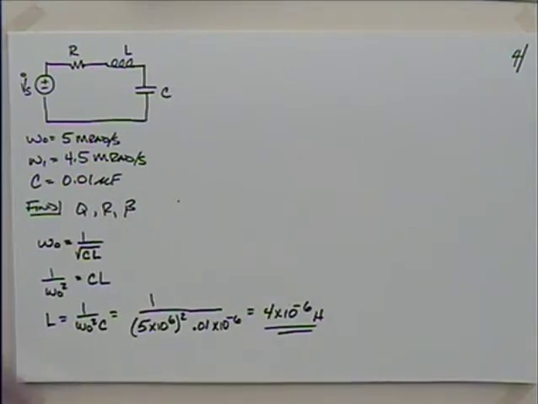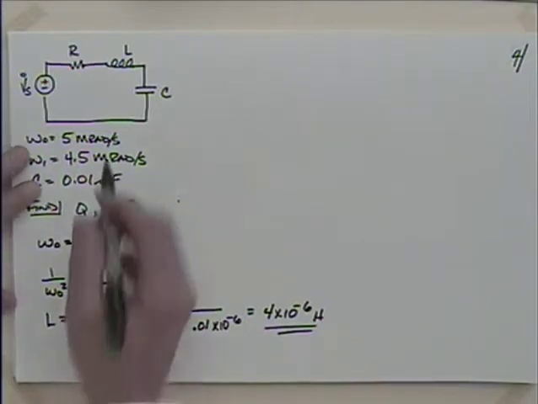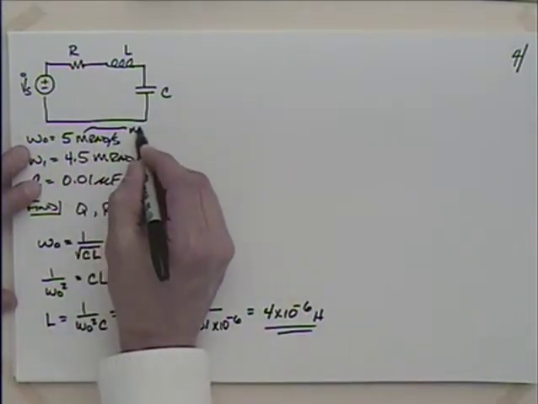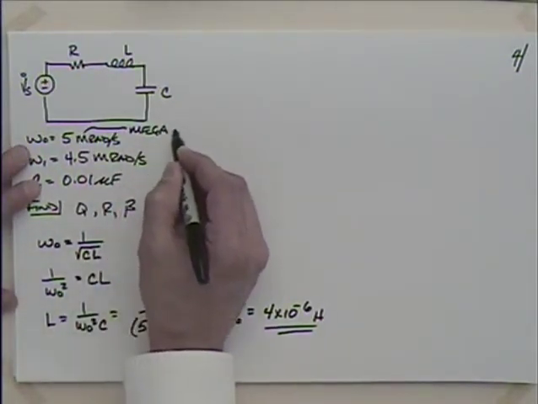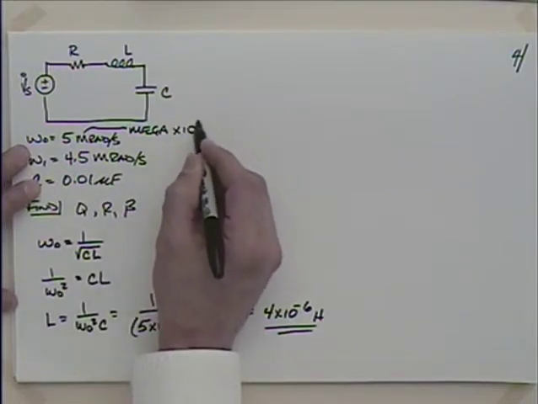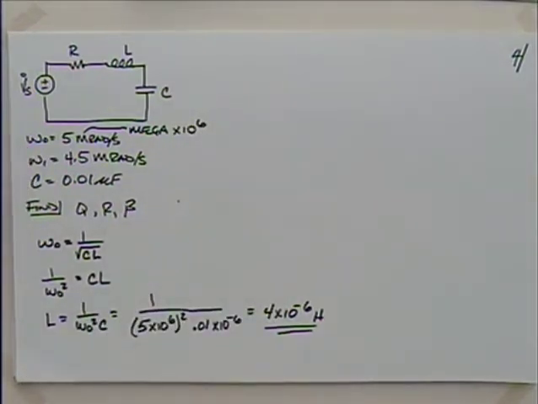For the omega naught, that's 10 or 5 microradians? No, mega. Oh, mega. It's to the positive 6. Yes.